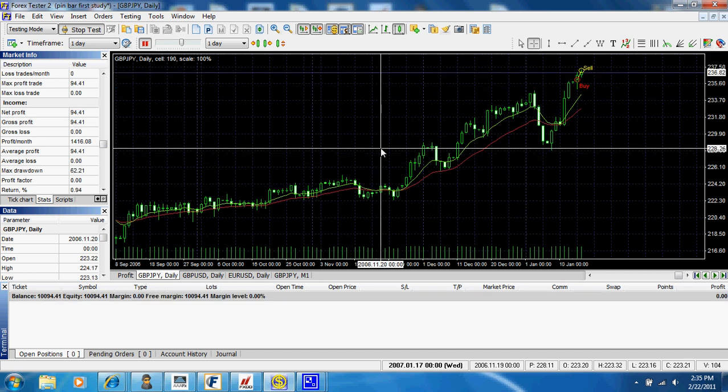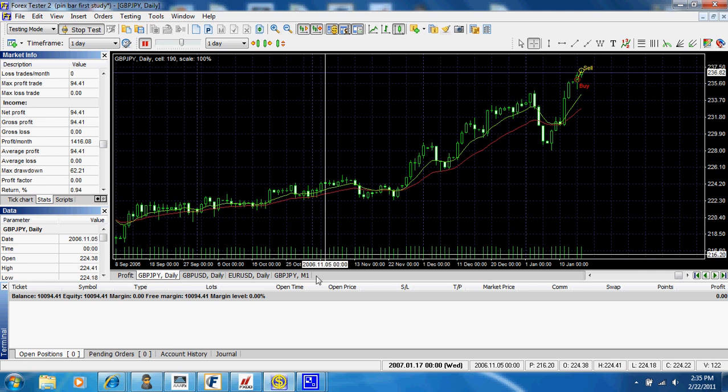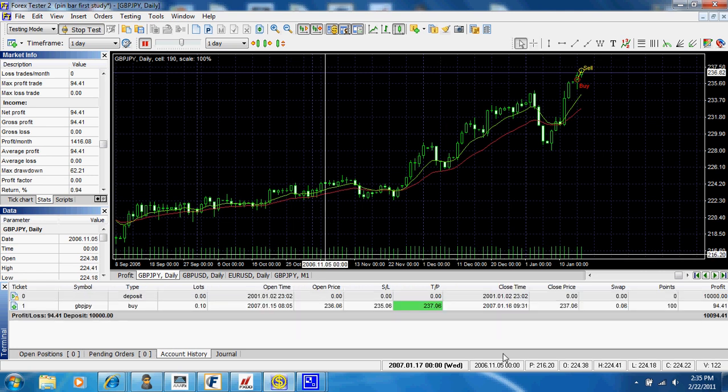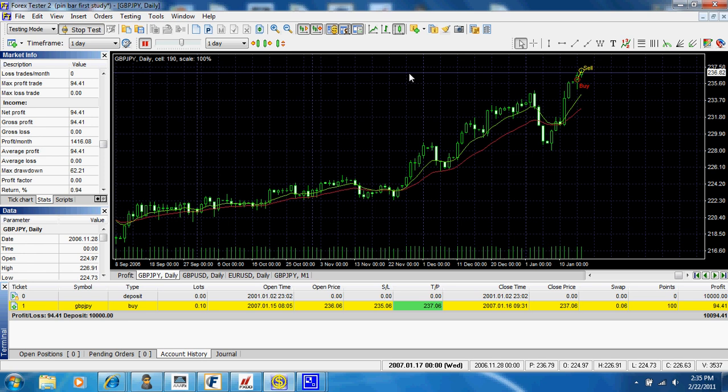Okay, very nice. It actually filled. Looks like that was for a profit too. 100 pip profit. Let's do another one. Let me go advance another day.